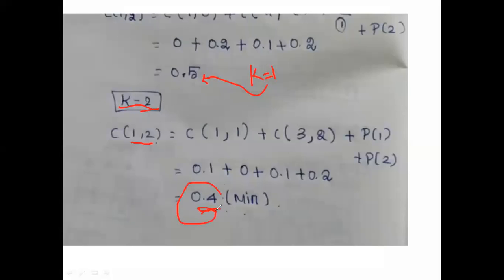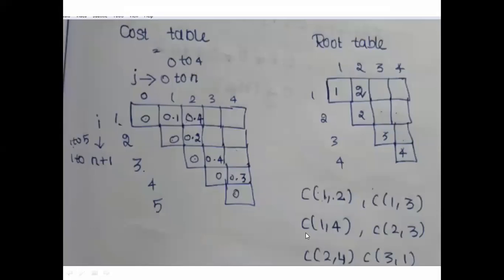So this value we are going to fill in the cost table, and this value we are going to fill in the root table. Okay. The next step is we are going to fill that table. So when we are computing C of 1 comma 2, when k equal to 2 we got the minimum value 0.4. We filled this one.